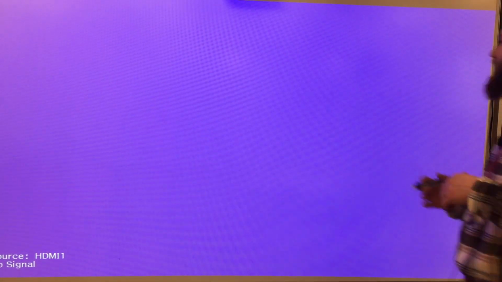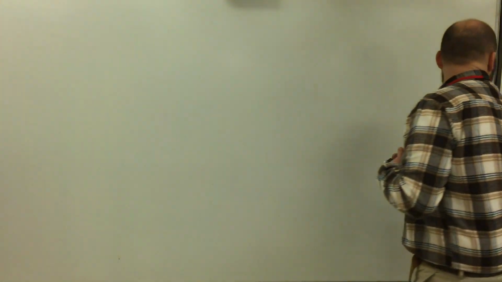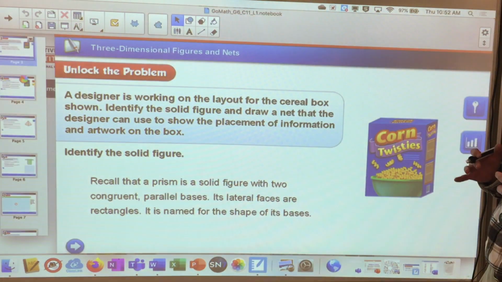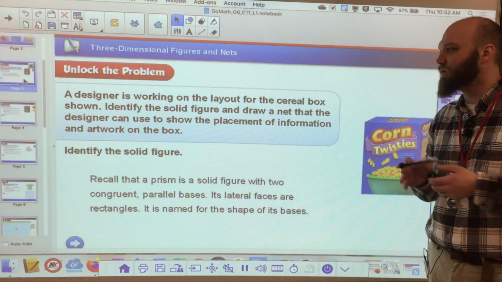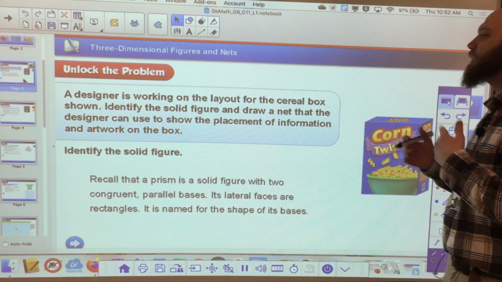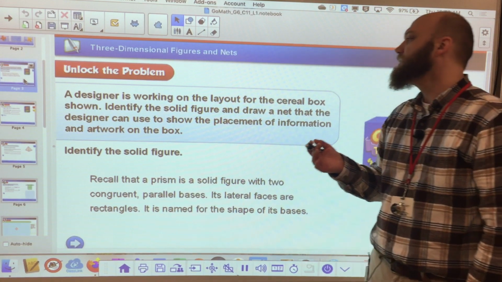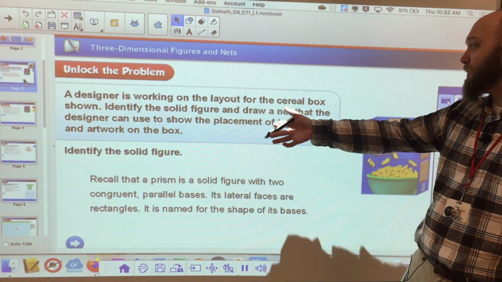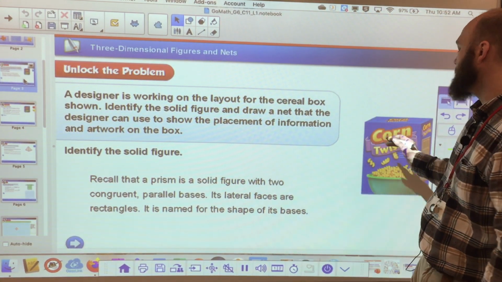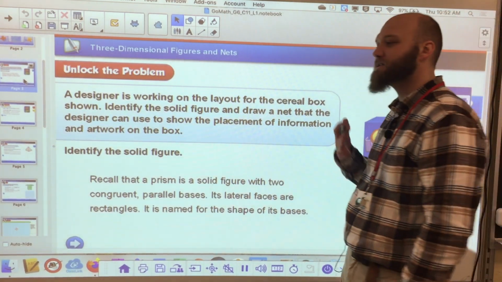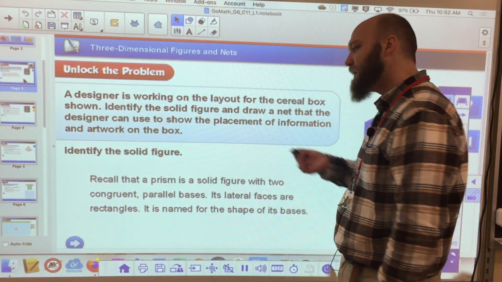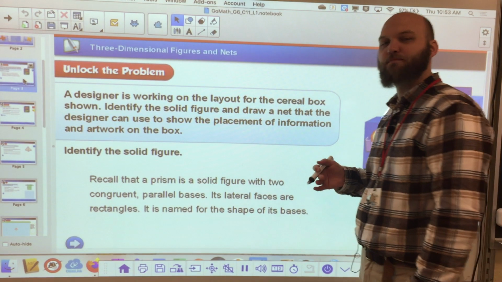is if you had a box that was corn twisties. Well, the corn twisties, I don't know what I would compare them to, but we're working on a layout for a cereal box. Identify the solid figure and draw a net so that the designer can show the placement of information artwork on the box. So they're not going to make a 3-dimensional box and then start drawing on it. They want to lay it out so that the printer can just spit them out, right?